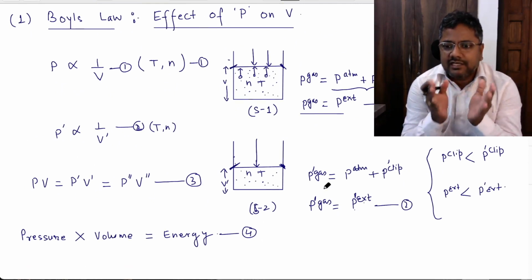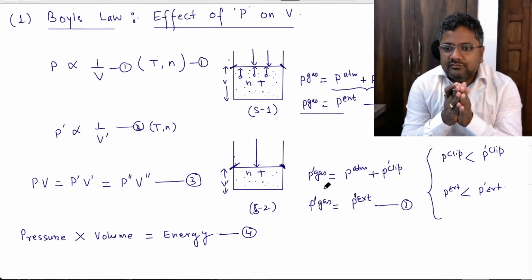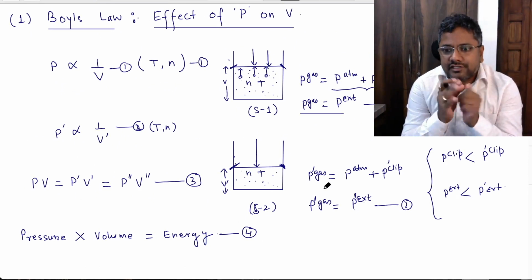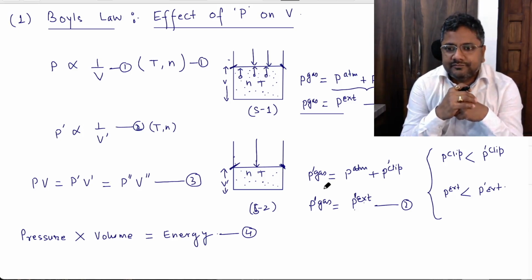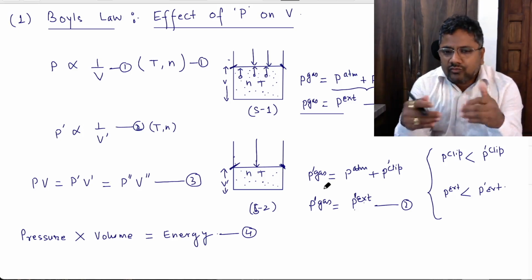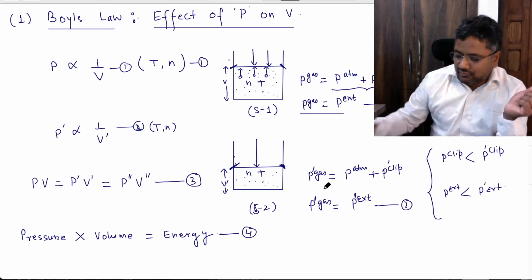As per Boyle's law, the product of pressure and volume, meaning the energy of the system, is constant if N and T are constant, right? And how to visualize the pressure and volume of the system, so you can see.